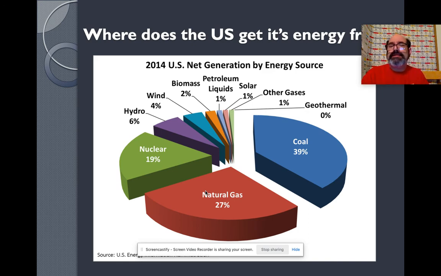Where does the U.S. get its energy from? Well, in 2014, we got 39% from coal, 27% from natural gas, 19% from nuclear, some little hydro, 6%, wind, 4%, biomass, which is just burning wood and stuff, 2%, some liquids, a little bit of solar, other gases, geothermal. We don't have much geothermal here in the United States, a little bit, but more up in Iceland. They have lots of geothermal up there because lots of volcano action.